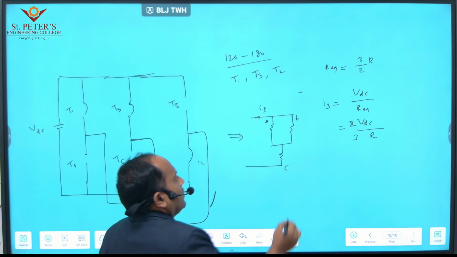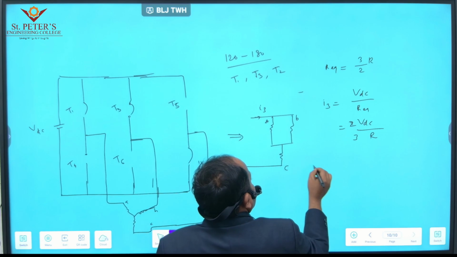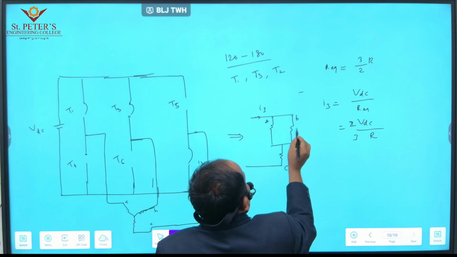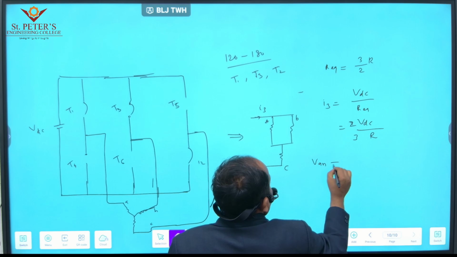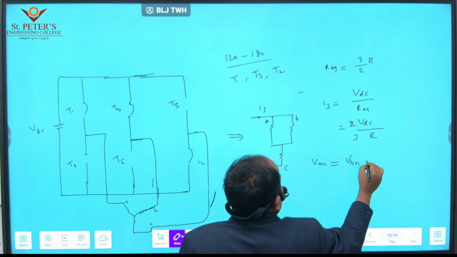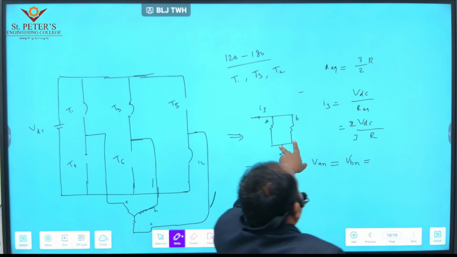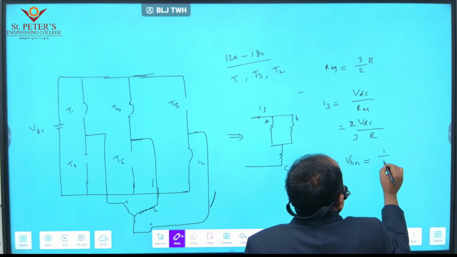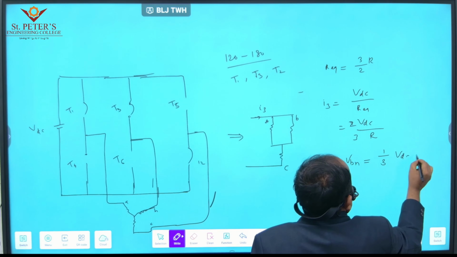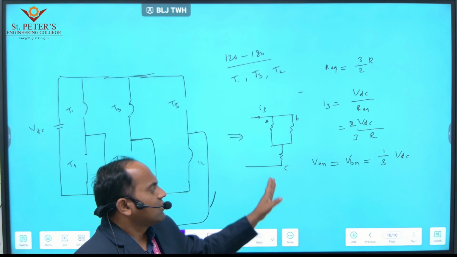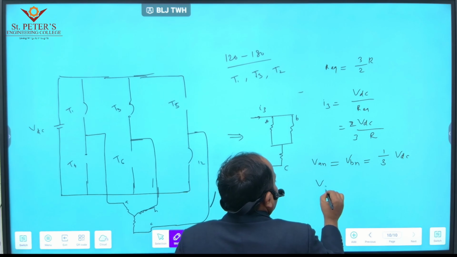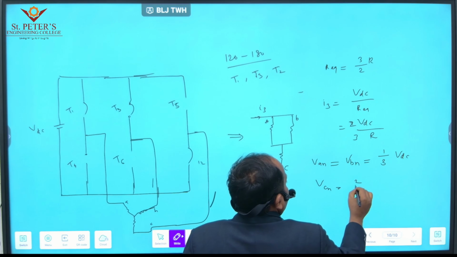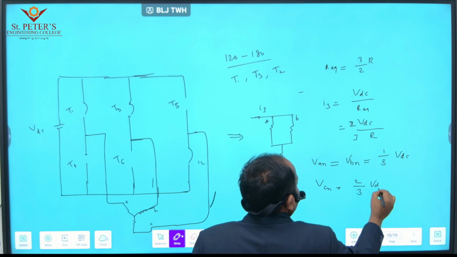Then again calculate the phase voltages. What about phase A? These phases are connected in parallel, so VAN is equal to VBN. Since these two are parallel, we can get 1 by 3 VDC directly, without any calculations, as we saw in the previous case. Then what about VCN? VCN is 2 by 3 VDC.